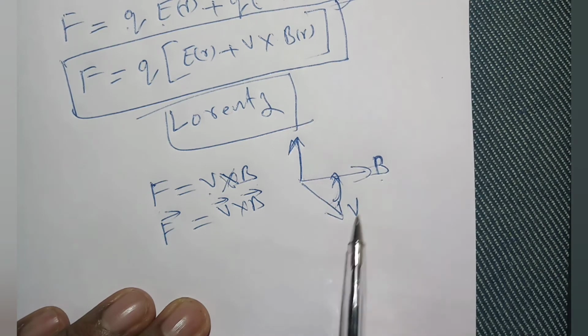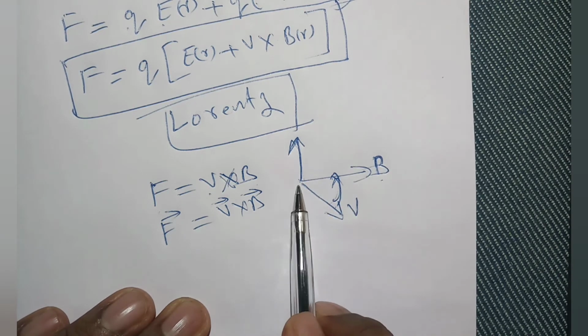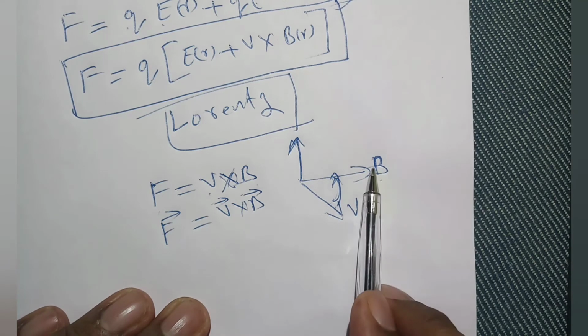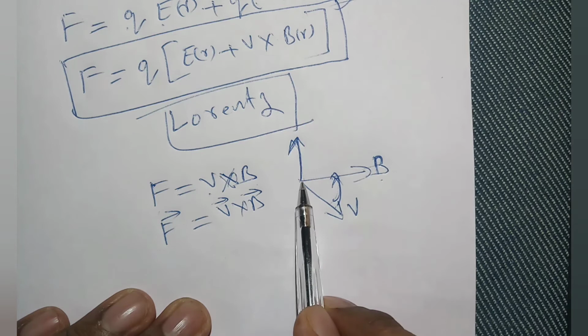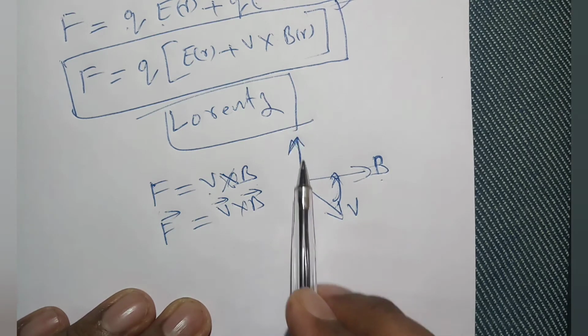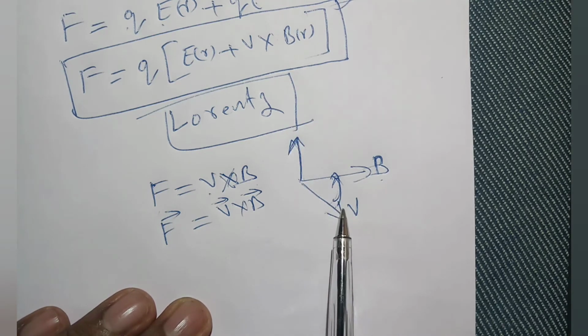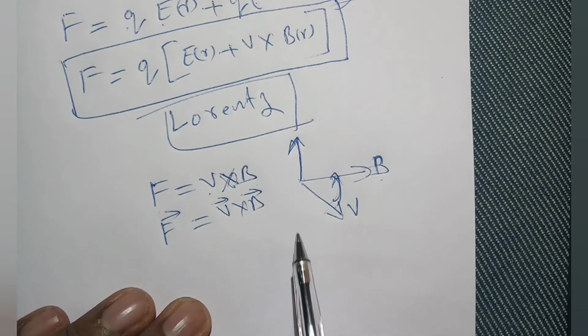and also on the angle between V and B. And the net force is not in the direction of B or in the direction of V. It is perpendicular to both V and B. It will be perpendicular to both, and the direction can be obtained using our right hand rule.